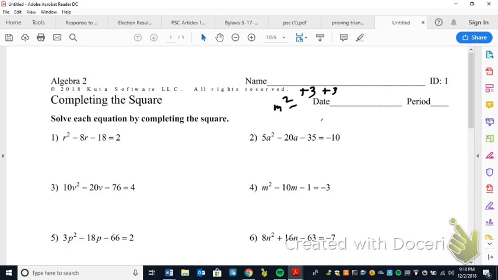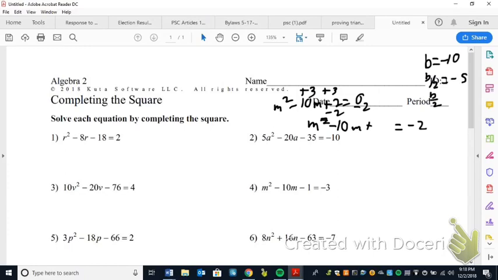So we're going to add 3 to both sides. So we're going to get m squared minus 10m plus 2 equals 0. So we're going to then subtract 2 from both sides, and we get m squared minus 10m equals negative 2. So here our b equals negative 10, b over 2 equals negative 5, and b over 2 squared equals 25. So I'm going to add 25 to both sides. I'm going to get m minus 5 squared equals 23, 25 minus 2.